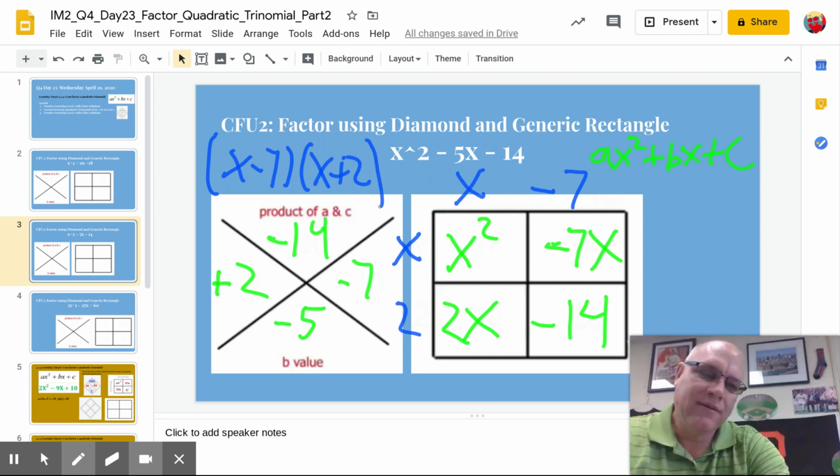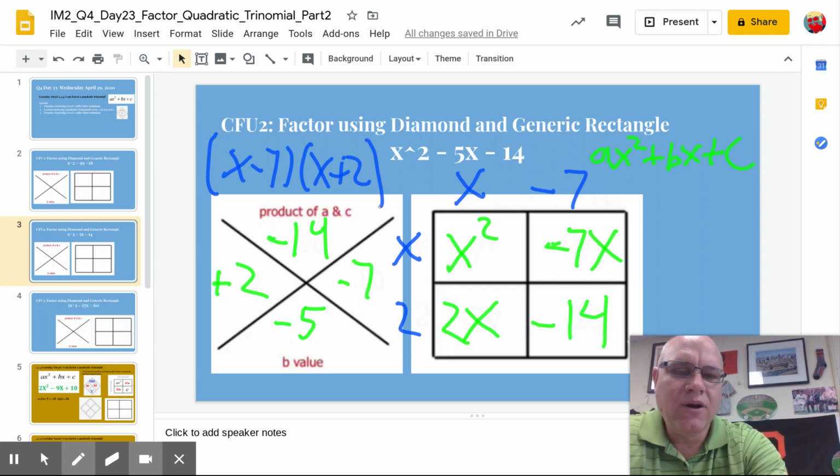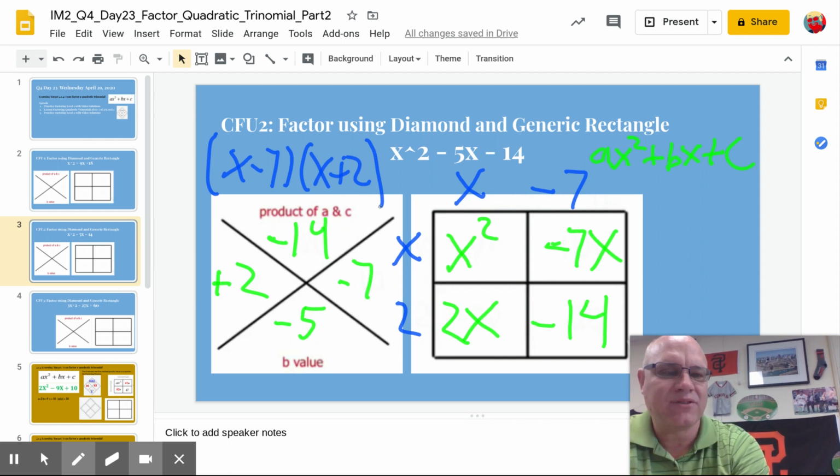Now that we've done a number of these, I want to show you a little secret here. So you see the diamond problem? We have the 2 and the negative 7. See how it's x minus 7, x plus 2. Have you noticed that every time we do these ones with the 1x squared, the diamond alone tells us the factors? We know the first term is x for the binomial, and then the second term is what's in the diamond, the negative 7 and the 2.